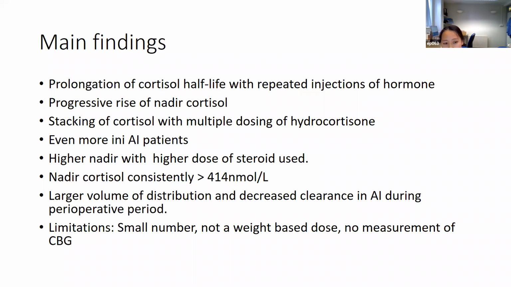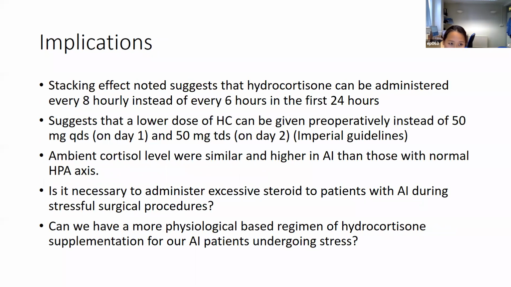Obviously, the limitations of this study are a small number, it's not a weight-based dose, and no one has measured the cortisol binding globulin. So the implication of this was really the fact that if there's a stacking effect that's noted, that means we need to really think about the frequency in which we are administering hydrocortisone. Perhaps we could administer it every 8 hours instead of 6 hours in the first 24 hours. And this author obviously suggests using a lower dose, because he actually used only 25 milligram.